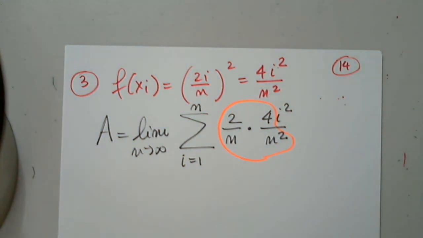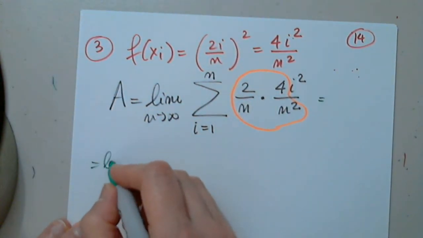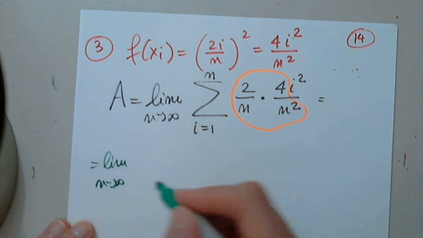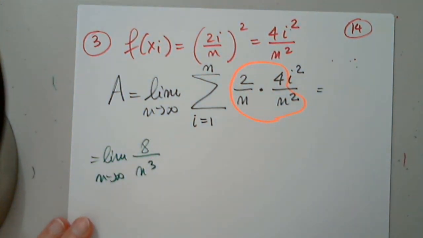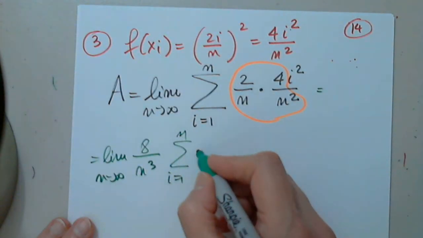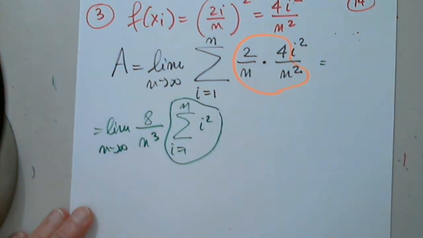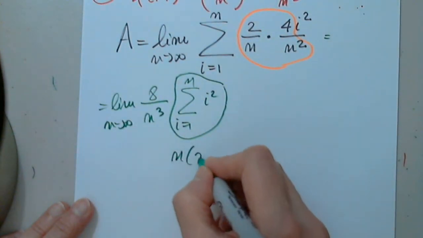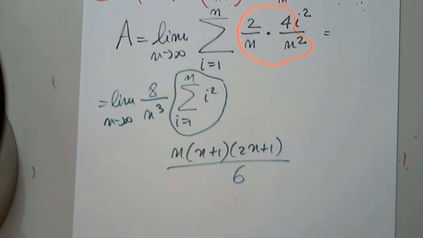It's all a factor. It's a number, whatever it is. It doesn't depend on i. So then I have the limit as n approaches infinity of 8 over n cubed, and this is what I want. Why? Because I know that this, we just studied that, is n plus 1, 2n plus 1 over 6.